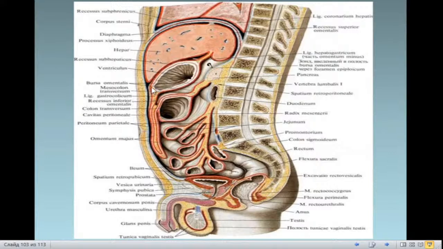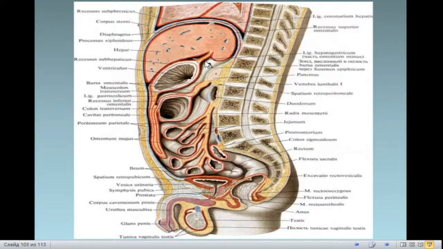Why omentum, which from Greek means something fatty or fat? Because inside these four sheets of peritoneum there is much fat, then lymphatic nodes, and sometimes some vessels, and it helps to protect inner organs. If the person eats much, this fatty apron that is called the greater omentum also increases in volume and creates a large belly.